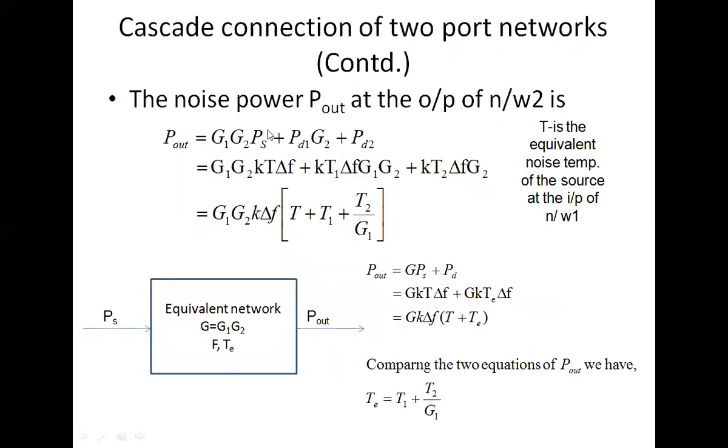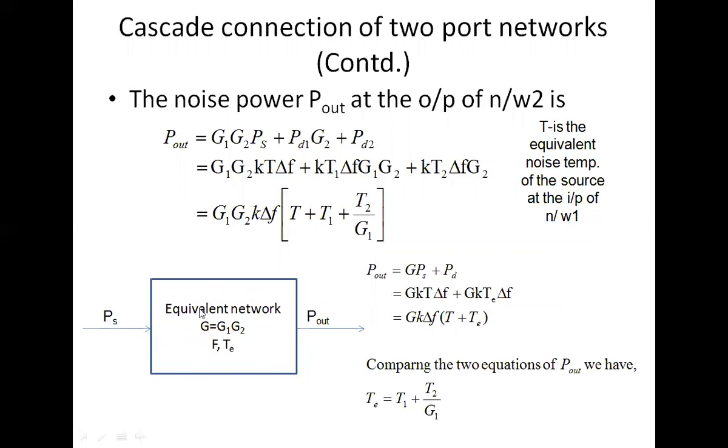Now, the total noise power at the output, P out, at the output of network 2. We are adding all three and taking out some common factors and putting it in some desirable form, which is P out equal to G1, G2, K delta F into T plus T1 plus T2 by G1. Where what are T1, T2? T1, T2 are noise equivalent temperatures of the first network and second network, first device, second device respectively. And capital T is the equivalent noise temperature of the source at the input. That means this PS, source.